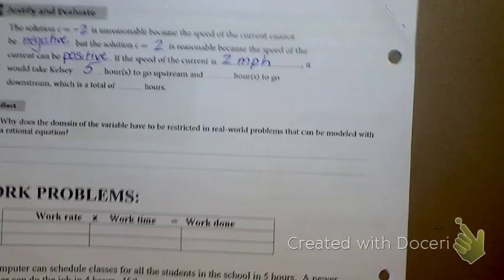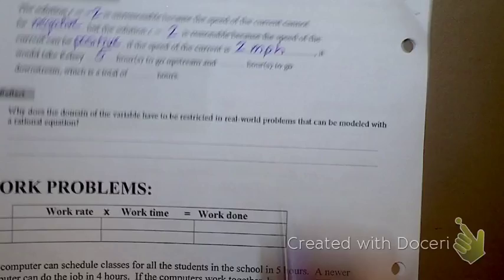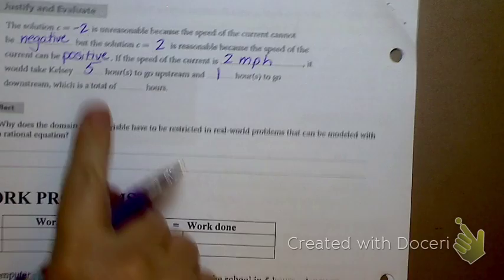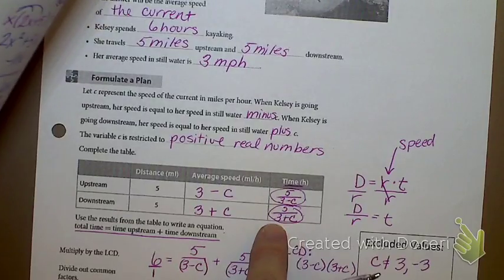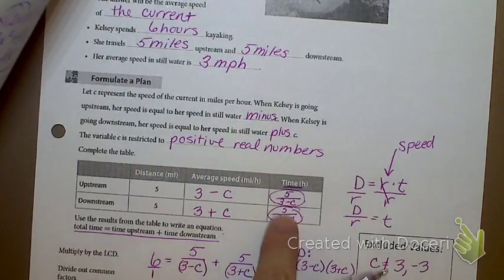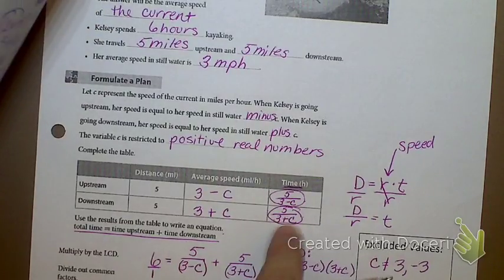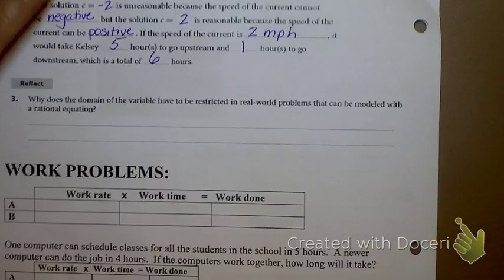How long time-wise? 1 hour. First off, I know that because it says she went 6 hours total. Second off, I know that because if c is 2, 3 plus 2 is 5, and 5 over 5 is 1 when I solve it there. Okay? So she was there for a total of 6 hours.